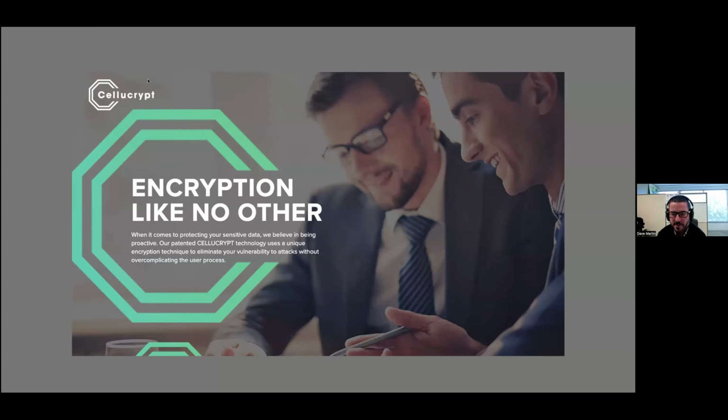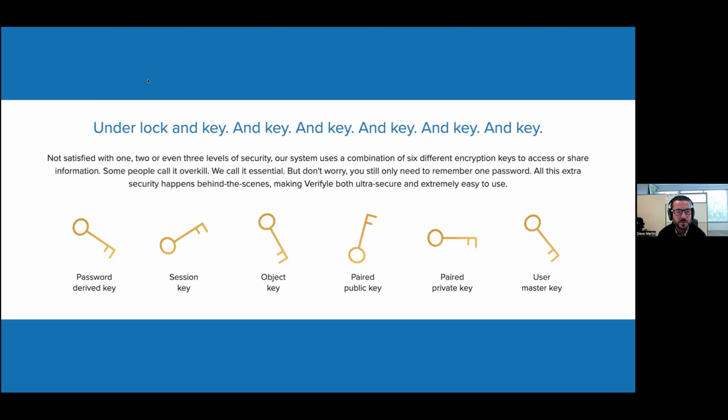It's called CellUcrypt. And unlike other storage and sharing services, which maybe use one encryption key to encrypt everything in your account, we actually use 6 different encryption keys for every single data object that is stored or shared in Verifyle. So it makes it really difficult to crack into our servers and really difficult to hack in and scoop out a bunch of data.